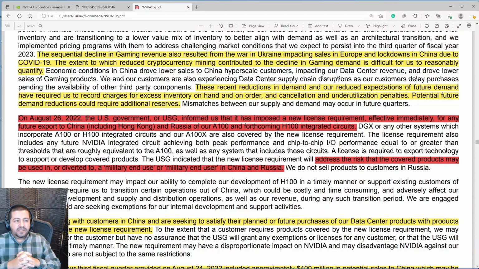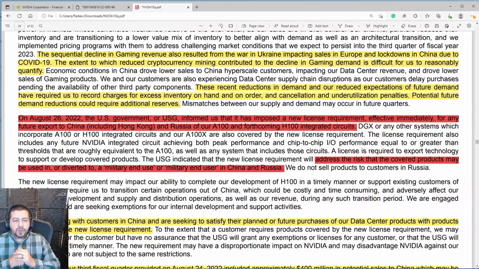Moving on, I've highlighted this in red because on August 26, 2022, the US government informed Nvidia that they're imposing a license requirement effective immediately for any future exports to China, including Hong Kong and Russia, of our A100 and forthcoming H100 integrated circuits. The US government feels that it's a risk that these products may be used by military users in China and Russia.